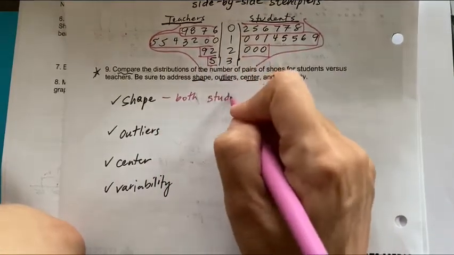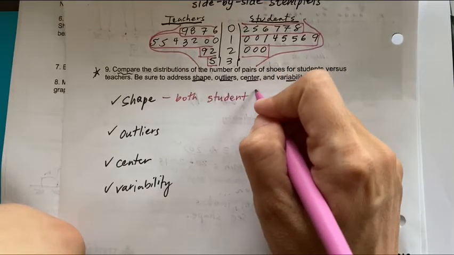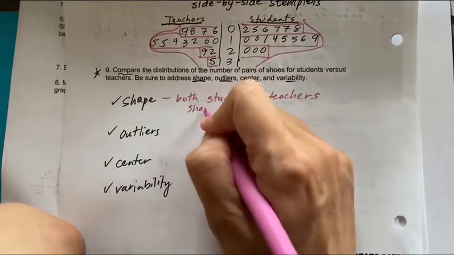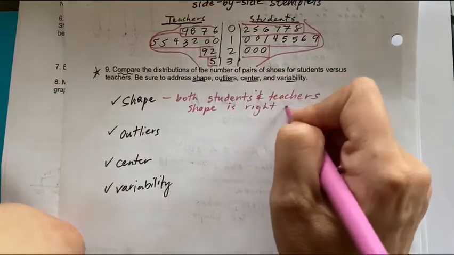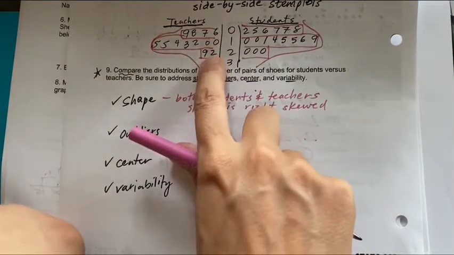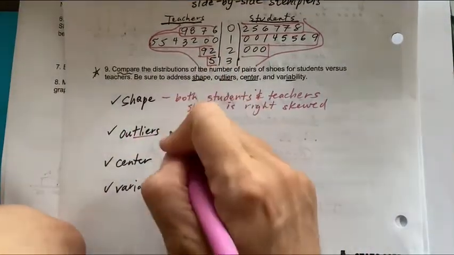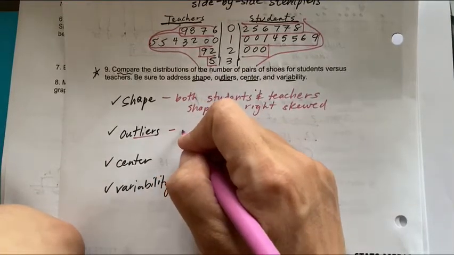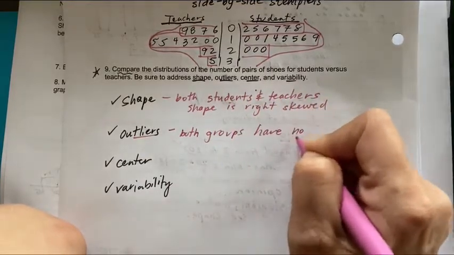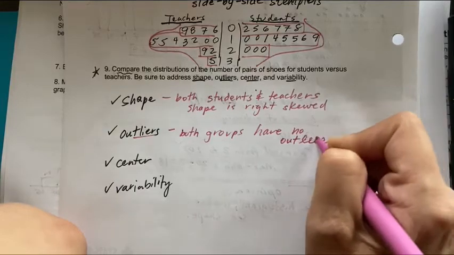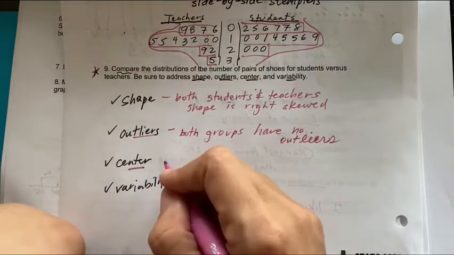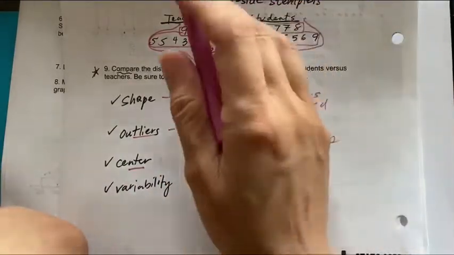Now I have to put context too. So both students and teachers, shape is right skewed. Okay, outliers. I still don't see any numbers really out of whack. I could maybe say this number 39, but both groups have no outliers. And if you wanted to say, I think maybe 35 is an outlier, I'd take that too. That's totally okay.